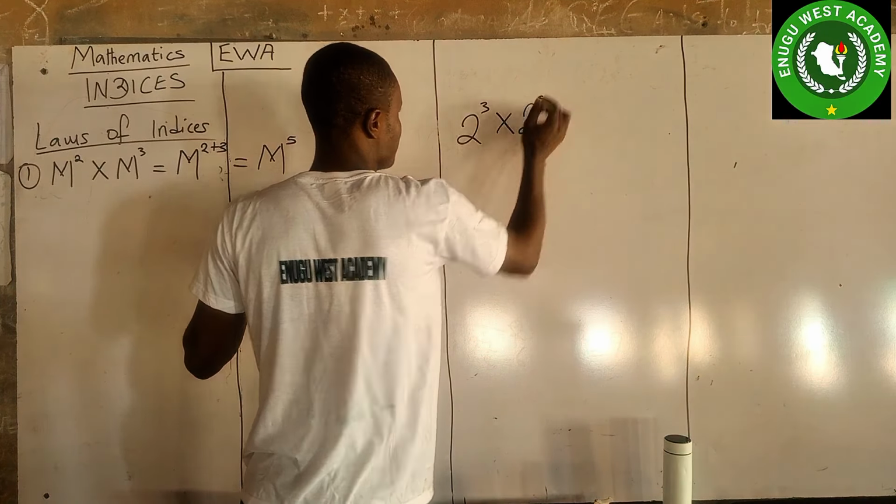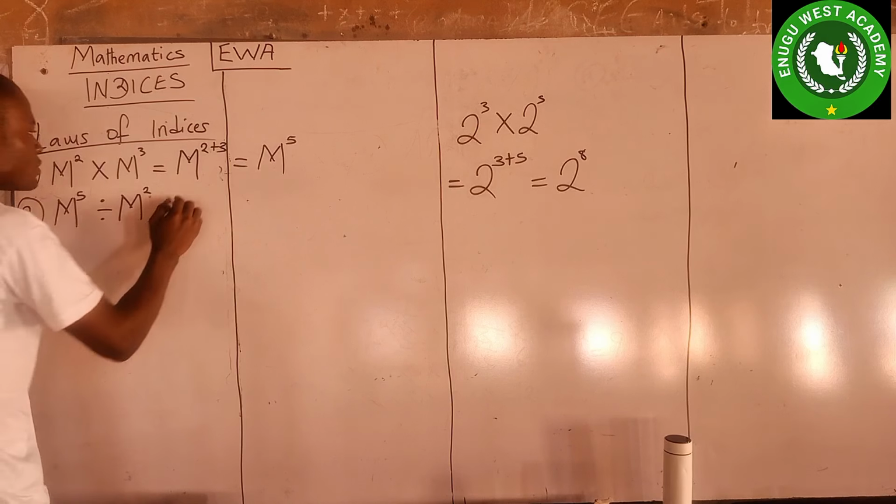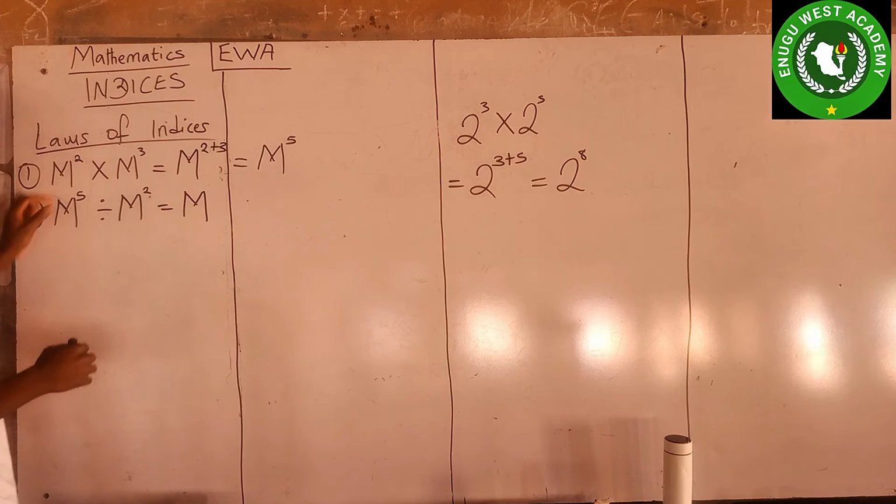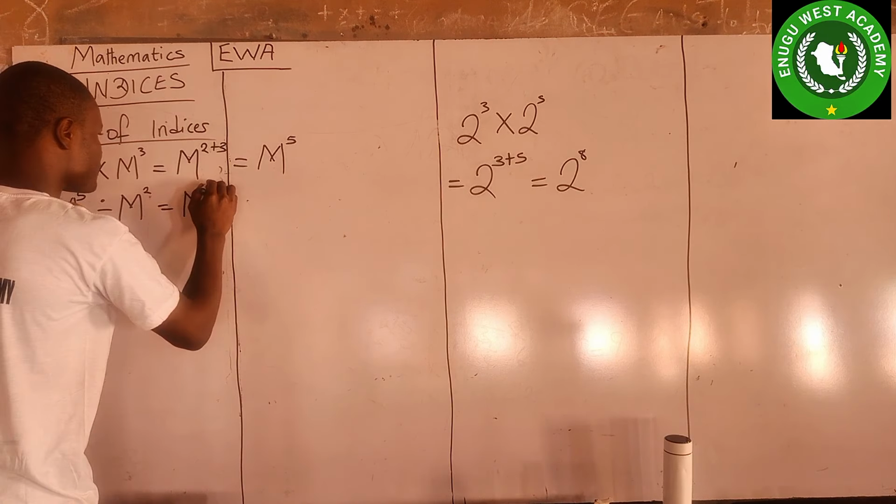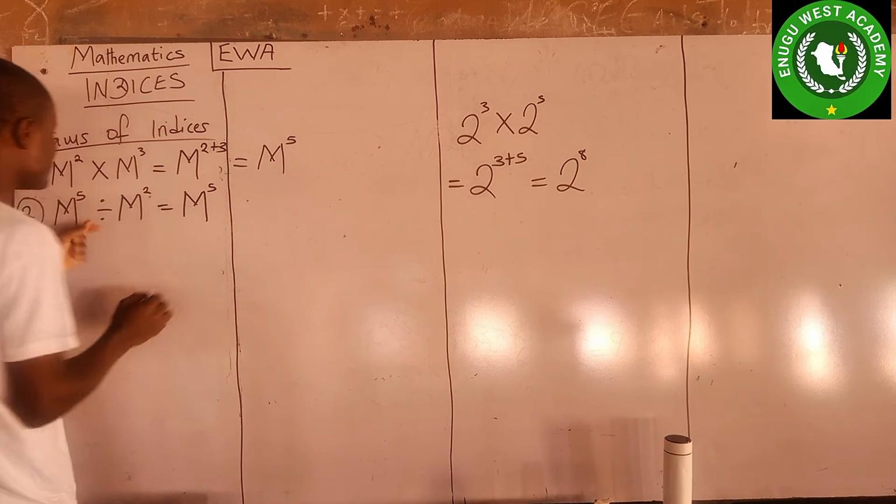Now, in this division law, the division sign is going to change to subtraction. This will be equal to m, since we have m and m, write 1 m. The first power is 5. The division changes to subtraction, which is minus. The next power is 2. So this will be equal to m, and 5 minus 2 gives us 3. So m raised to power 3.